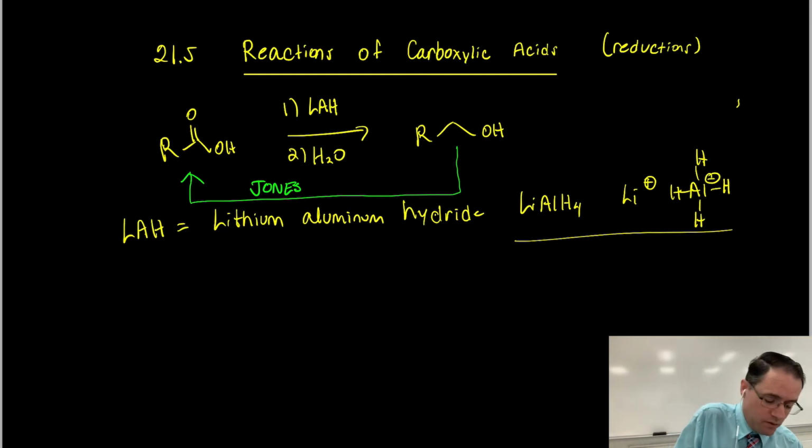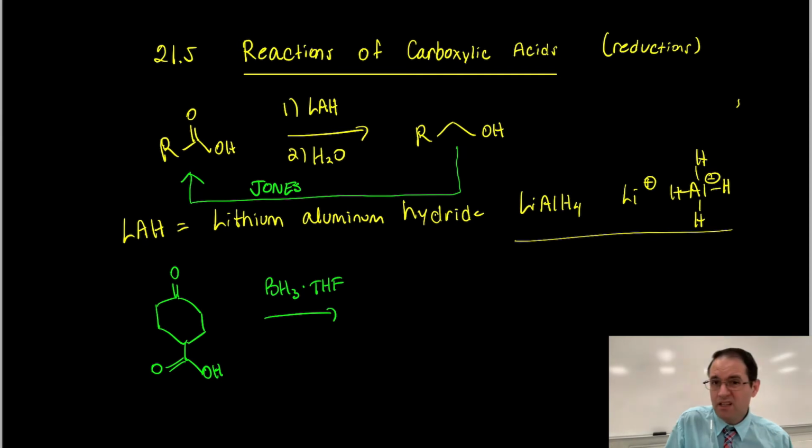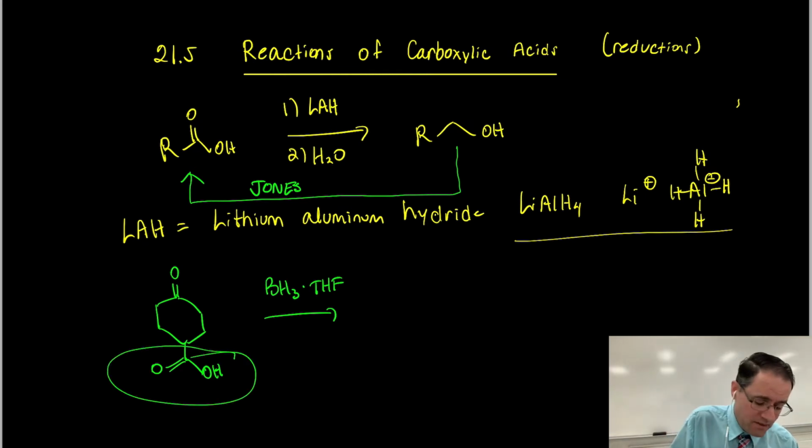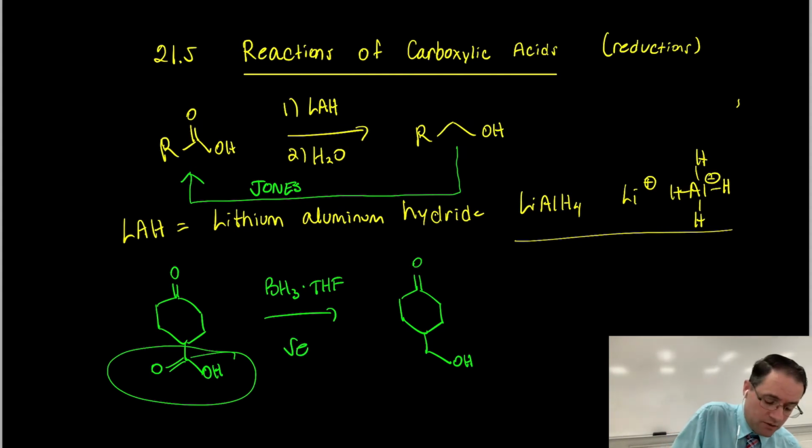Borane can also be used to selectively reduce carboxylic acids. So if we have something like this and we add borane, BH3 is called borane. It's stabilized by THF, which forms an adduct with the borane. But anyways, that will selectively reduce the carboxylic acid to a primary alcohol. And strangely enough, it does not react with the ketones or the aldehydes. So it's a selective reducing agent.